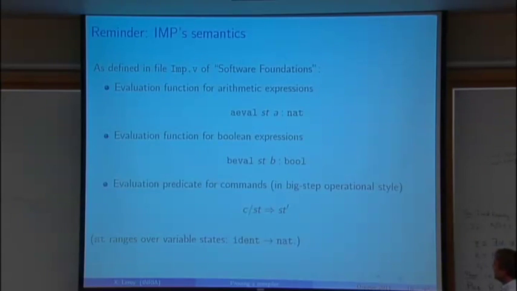Likewise for Boolean expressions, so beval takes a state and a Boolean expression, and returns true or false, its truth value. And then for commands, there's an evaluation predicate that says command C started in state st, terminates in final state st prime. Okay, and it is defined in so-called big step operational style. I'll come back to that later. Okay, so we have pretty good semantics for IMP.